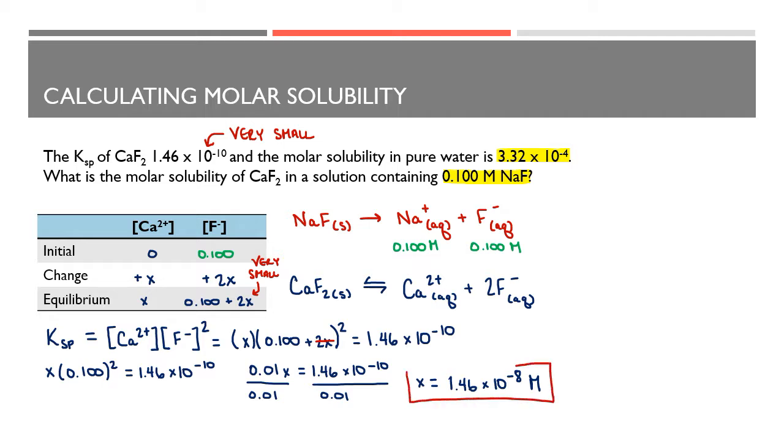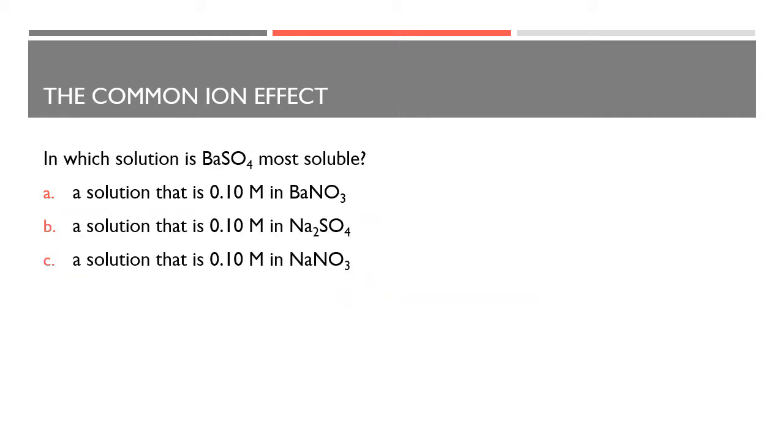Now let's compare this. This is a really low number. Let's compare this to the molar solubility of calcium fluoride in pure water, which is 3.32 times 10 to the negative 4th, which is a much larger number. That means that we can dissolve more calcium fluoride in pure water than we can in water containing that fluoride ion already. This is called the common ion effect. It means that they both have the same ion. Here's an example of this.